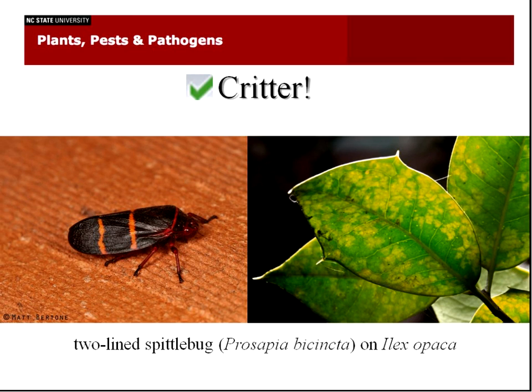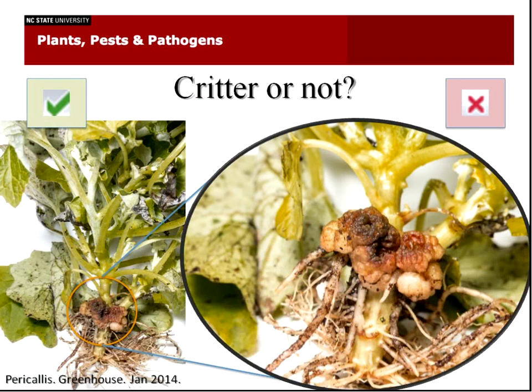So moving right along. This is a little bit different. This is from a greenhouse situation. The plant is Floricinaria or Pericallis, and we see these lumpy looking growths at the base of the main stem. Critter or not?